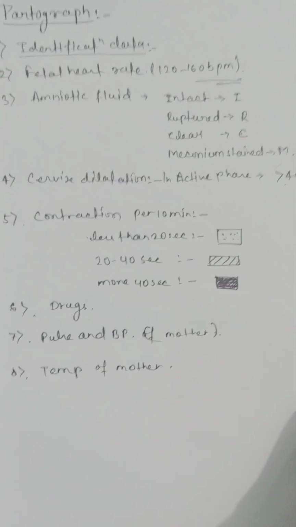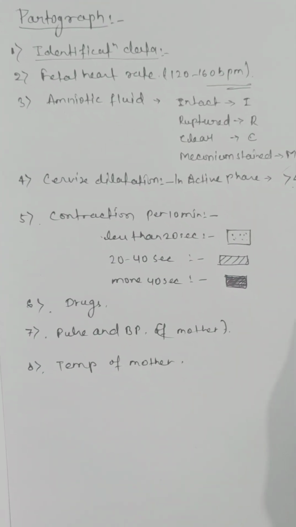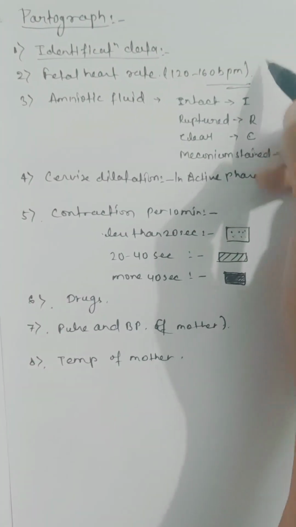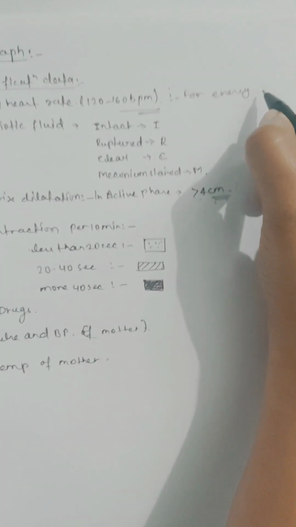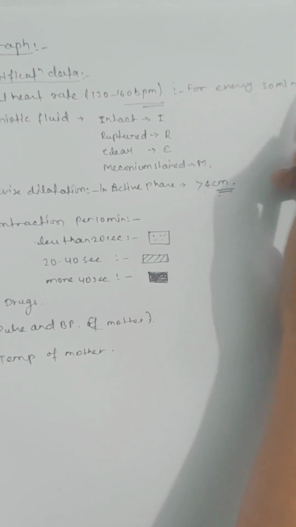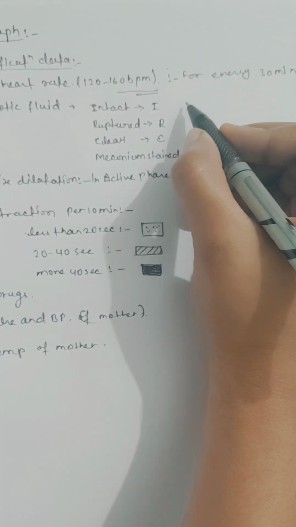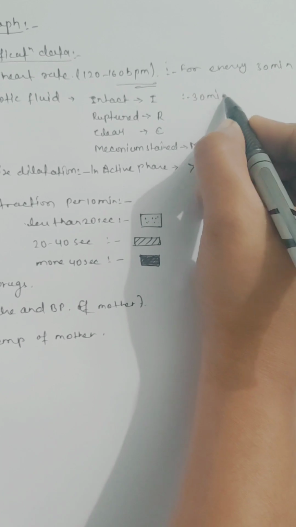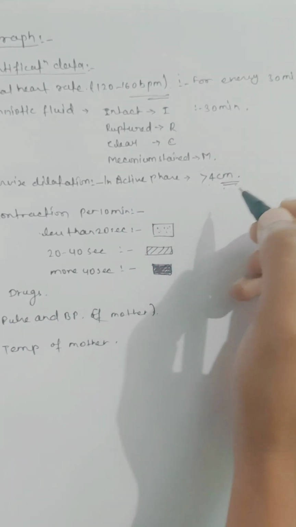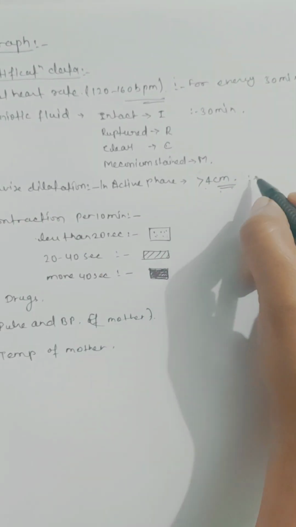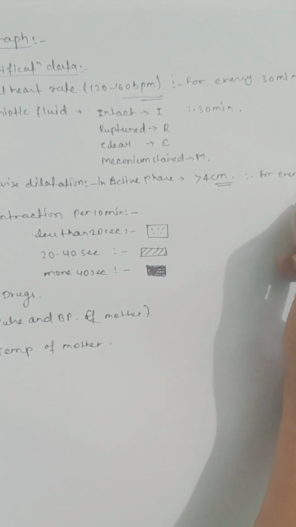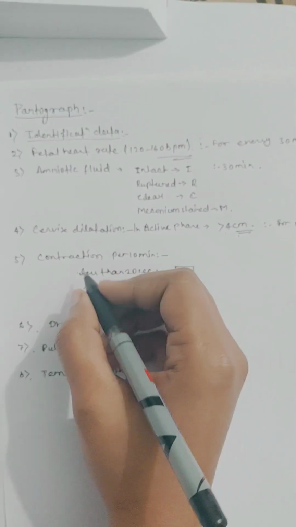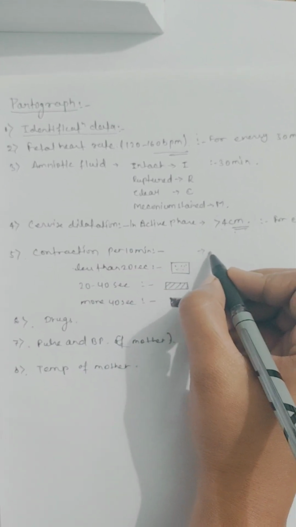So this is the basic thing about the partograph. The fetal heart rate is measured every 30 minutes, and the amniotic fluid we have to check every 30 minutes as well. The cervix dilatation we have to check every 4 hours. Contraction we have to check every 30 minutes.